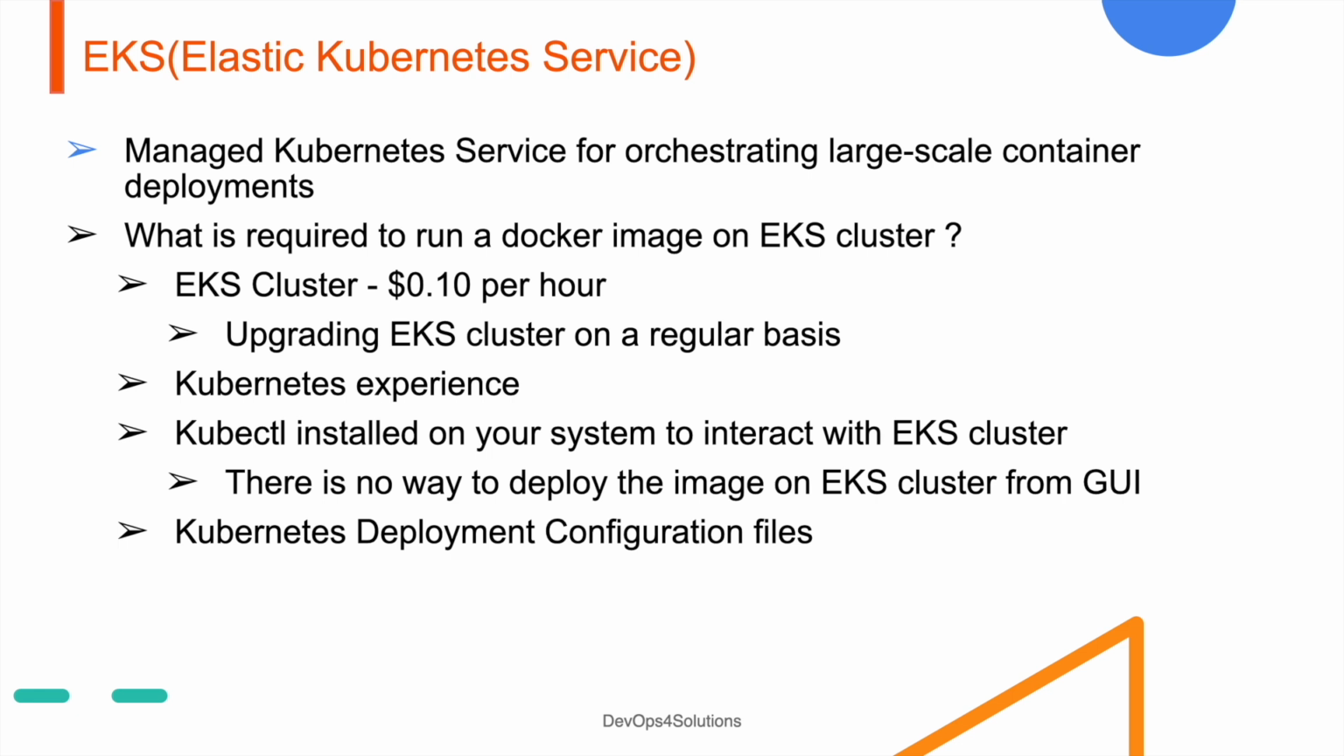Now you have an EKS cluster, which has a cost. Currently it is 0.10 cent per hour basically. You have to upgrade the EKS cluster on a regular basis. Whenever you create an EKS cluster, it comes with a specific version of Kubernetes, and AWS has its own life cycle for when it will be updated, when it will go to extended support, when it will be end of life. So once a year or once every 1 year, 6 months, you have to upgrade the EKS cluster, which is mostly expensive and requires a little bit more planning whenever you are doing the EKS cluster upgrade.